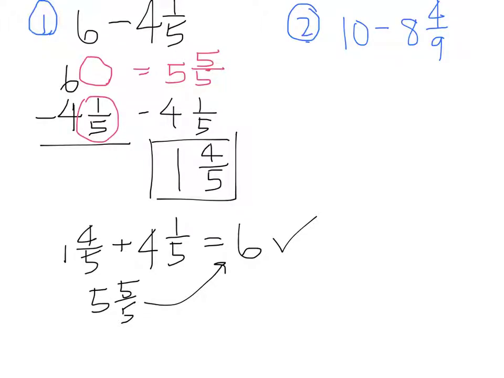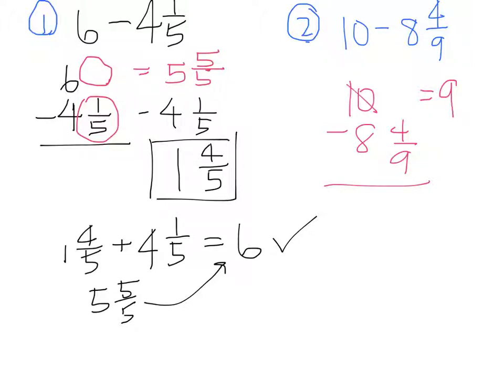Okay, number 2 is 10 minus 8 4/9. So I'm going to rewrite this problem again going vertically. So I have 10 minus 8 4/9. Okay? So the 10 is going to change to a what? Take away 1 and becomes a 9.